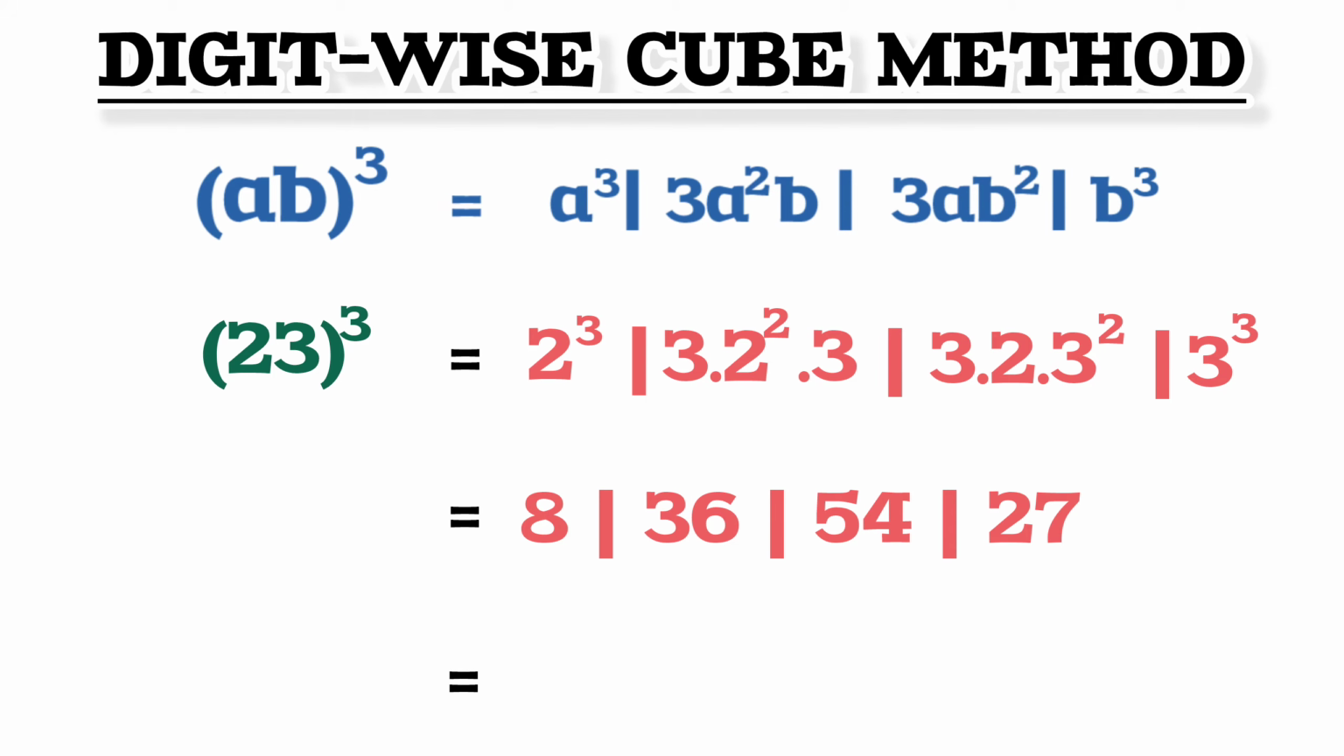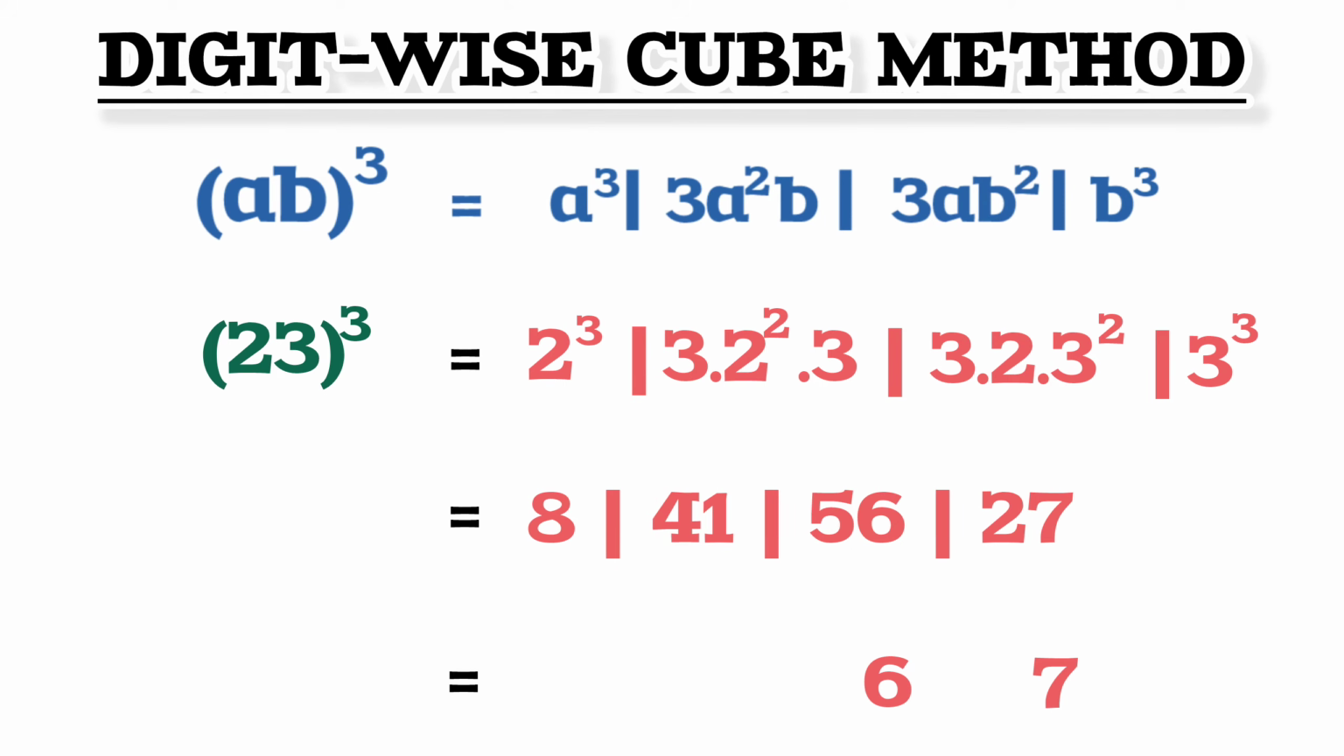In 27, bring 7 down and carry forward 2 to 54. 54 plus 2 is 56. Bring 6 down. 5 is added to 36, that is 41. Write 1 down. And next, 4 is added to 8, which is 12. And your answer is 12167.